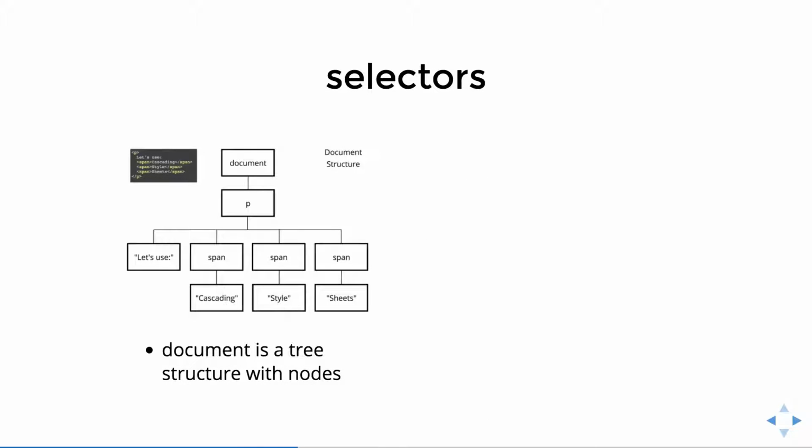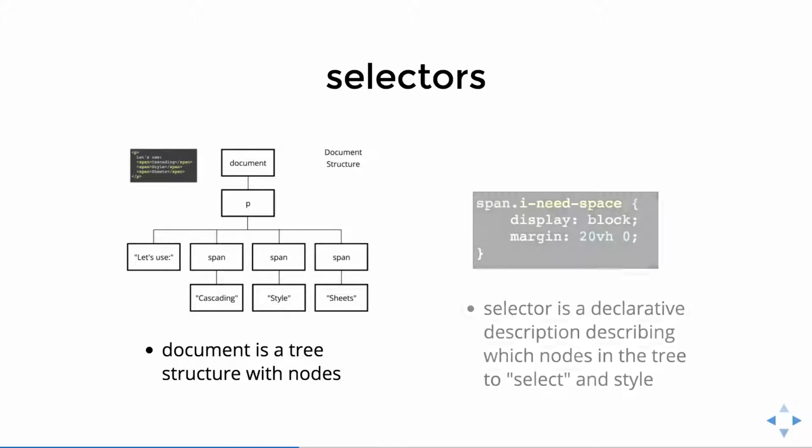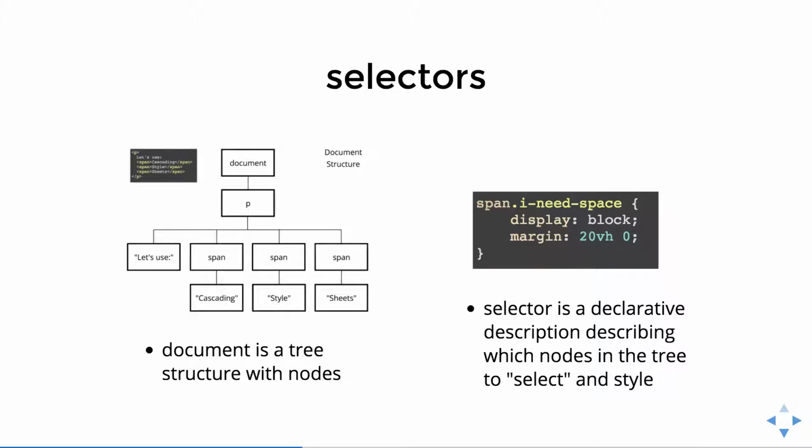All right, let's talk about selectors. Now we're going to get a little meatier here. Okay. So we know a document is a tree structure with nodes. We talked about that. And a selector is basically just a declarative description of which nodes in the tree we want to select so that we can style them. That hopefully made sense. Yes? Okay.